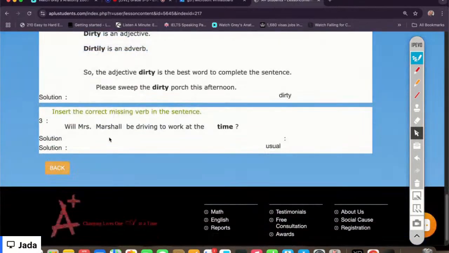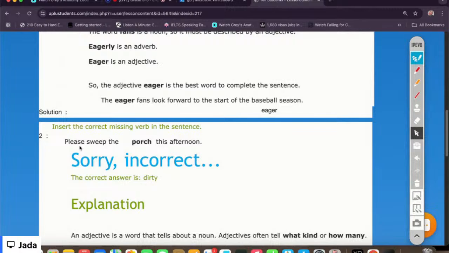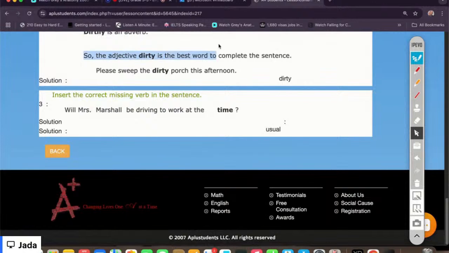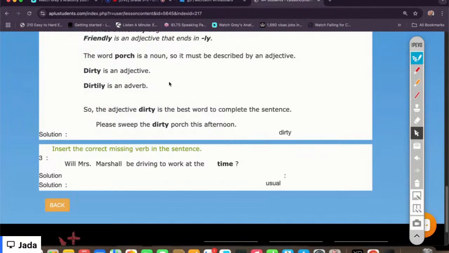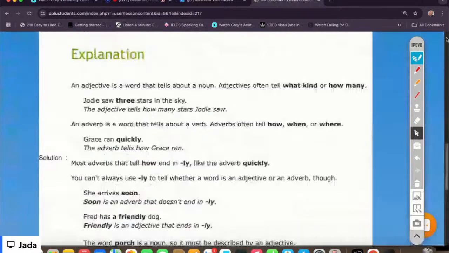Okay, so we have: Will Mrs. Marsha dash be driving to work at the time? Here the dash is the empty space, so we need to choose the right one. We should be driving to work at the usual time. Okay, so we have: please sweep the dash porch this afternoon. We have dirty as an adjective and dirtily as an adverb. So the adjective is most suitable. So: please sweep the dirty porch this afternoon.